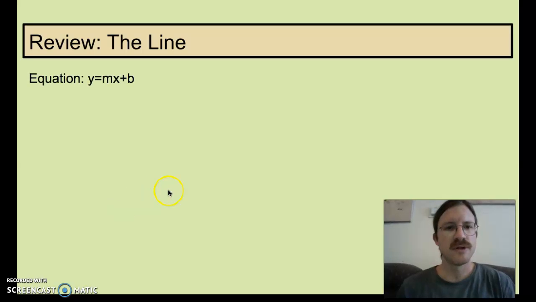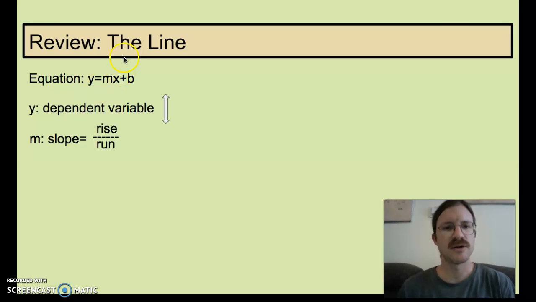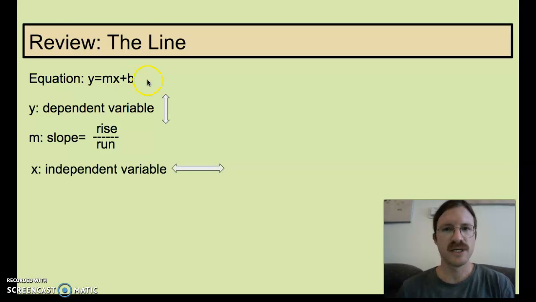If you'll recall, the equation for a line is y equals mx plus b, where y is our dependent variable, which is on the y-axis, or the vertical axis. M is the slope, which is our rise over run. And x is our independent variable, which is on the horizontal axis. Remember, our rise over run is our y, the vertical rise, over our run, the x, which is the horizontal.